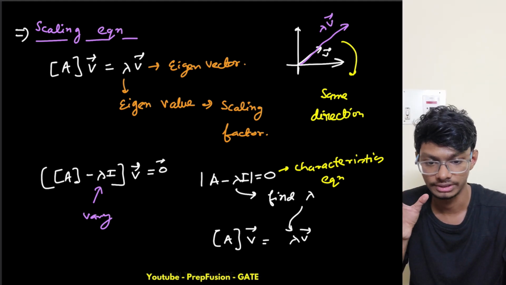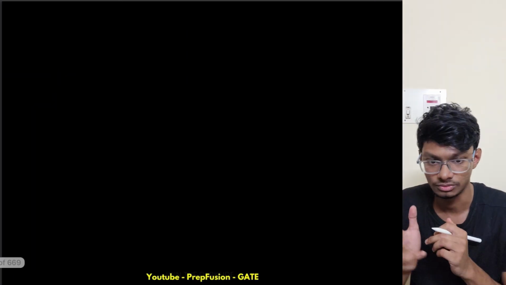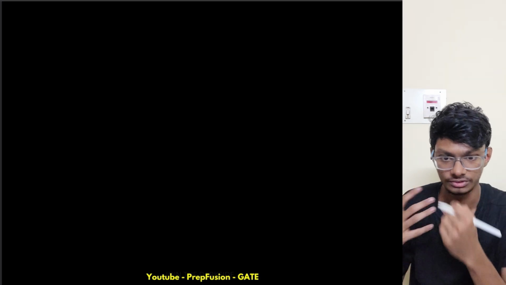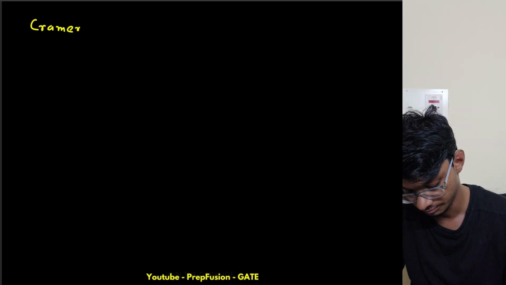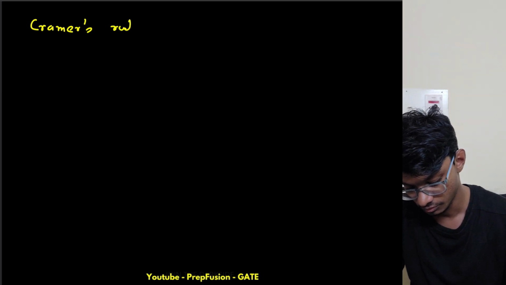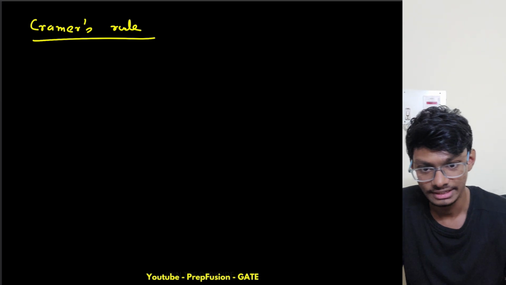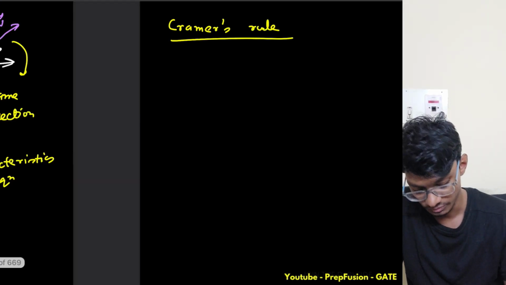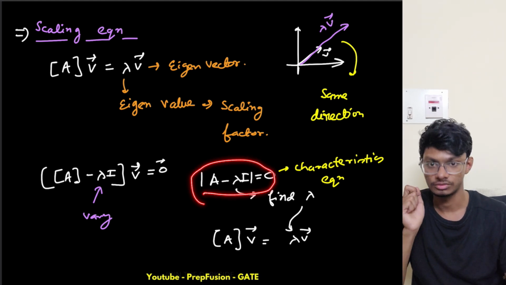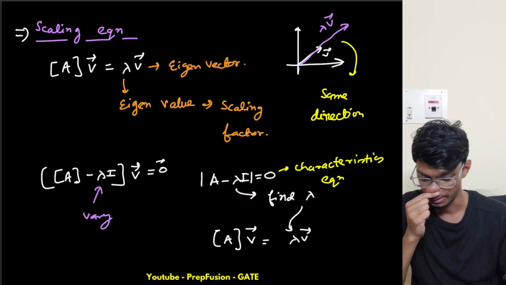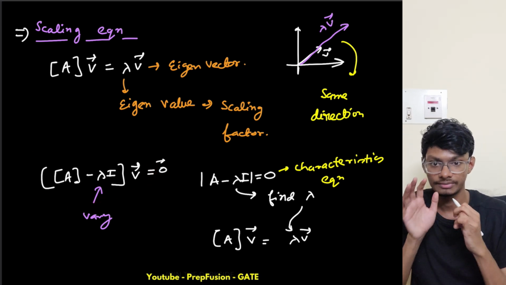So one more thing, basically, this Cramer's rule. There may be some confusion with Cramer's rule, so I will just right now finish that kind of confusion. With Cramer's rule, what happens is, where did this determinant equals 0 come from? From here. Now what does Cramer's rule say?